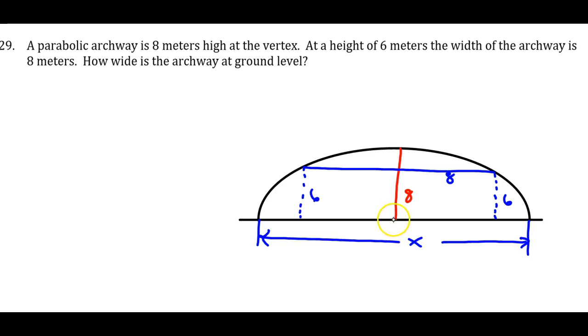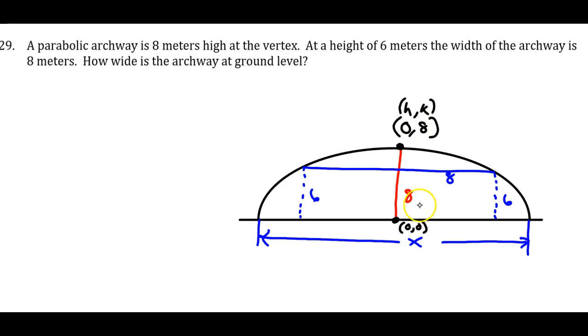I'm going to call this right here the origin of the graph. So this is at point (0, 0). And what makes this nice is now every other point can be referenced to this one right here. For instance, the vertex becomes (0, 8). So this is my (h, k). Already I've got that down.